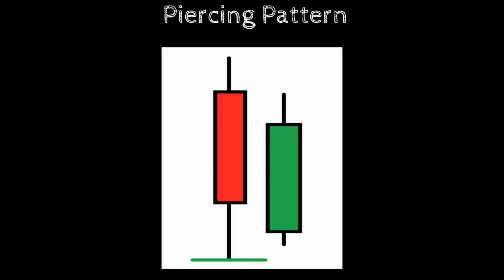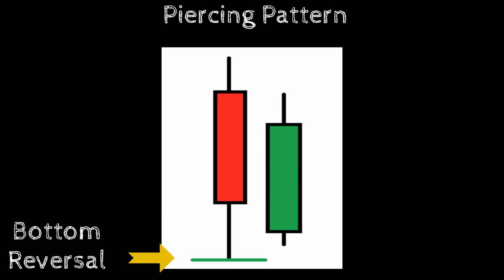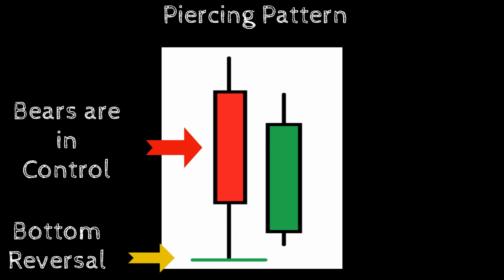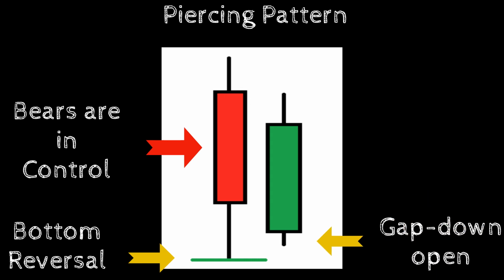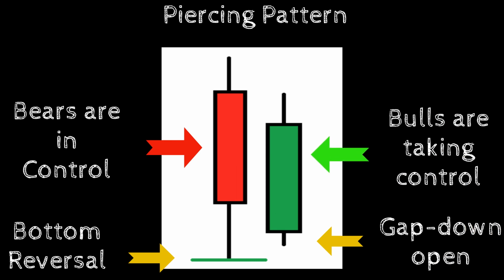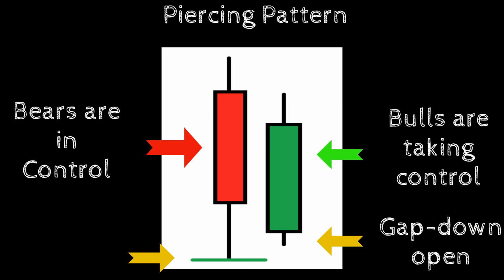Now we will discuss the counterpart of dark cloud cover, called piercing pattern. Just opposite to dark cloud cover, piercing pattern signals bottom reversal after a downtrend. The first candle is a red candle, which shows bears are in control. On the second day, the bearish sentiment continues and the market opens gap down, but now the bears start to lose control and the market closes deep into the first day's red candle by forming a strong green candle. The bottom of the two sessions will act as support.